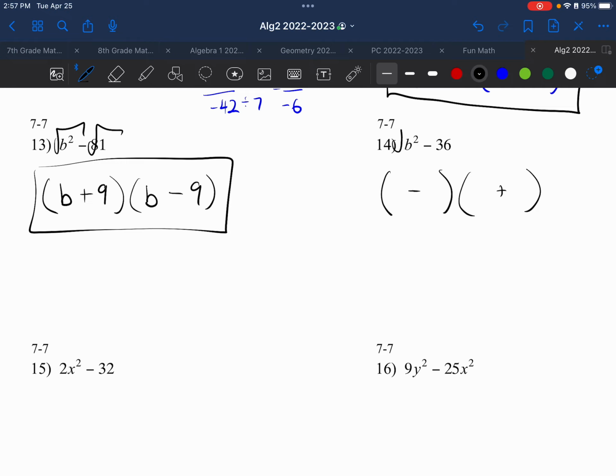All right, and number 15, it's a little bit harder because you're like, oh yeah, you just take the square root, and oh my God, you get a square root of 2. It's not okay.